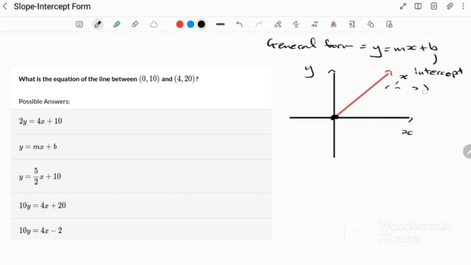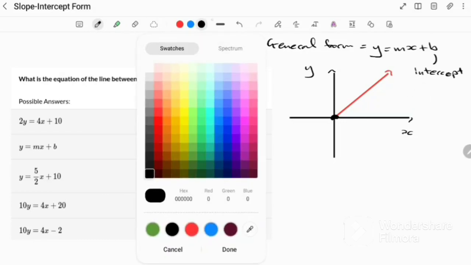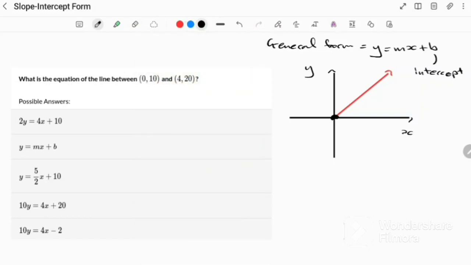The slope of the line represents a ratio. And that ratio is this. It is how steep your line is. This is your y and this is your x. It tells you how high or low your line goes for each unit of x.